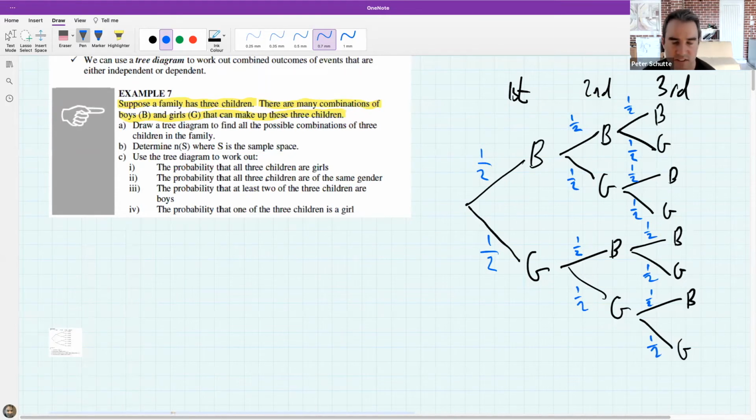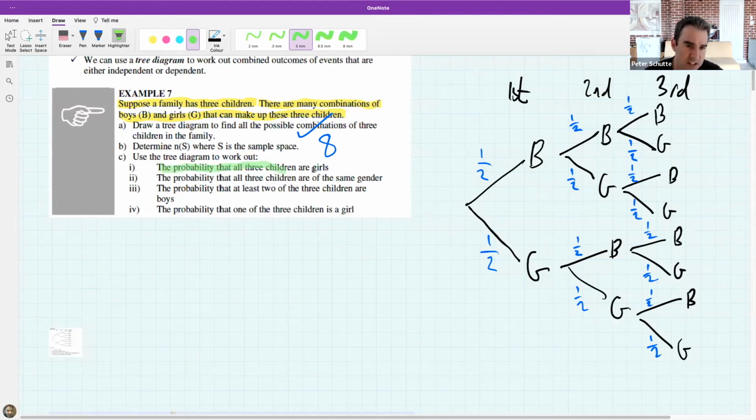Okay, so how does this help us? So I've done my tree diagram. Now determine N of S, where S is the sample space. So for this tree diagram, there are 8 different possibilities. So N of S will be 8. And now we're going to work out the probability that all 3 children are girls. So that's our first question.